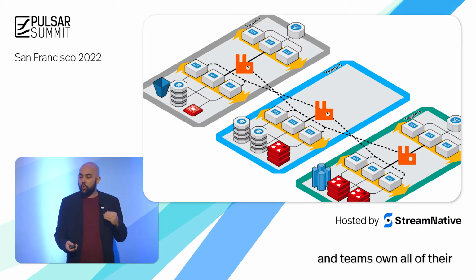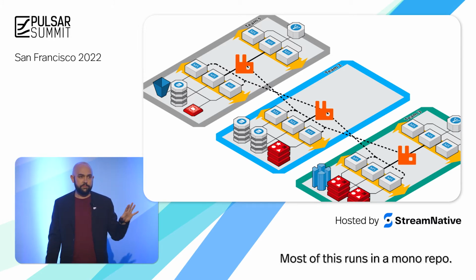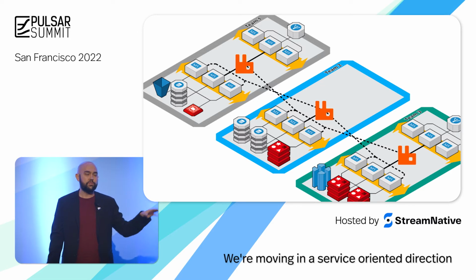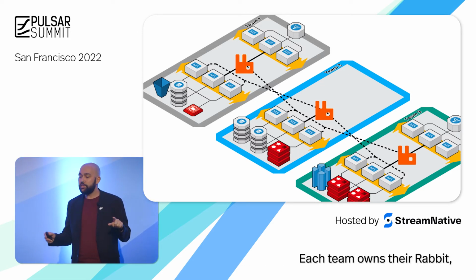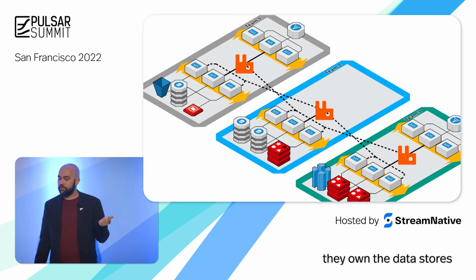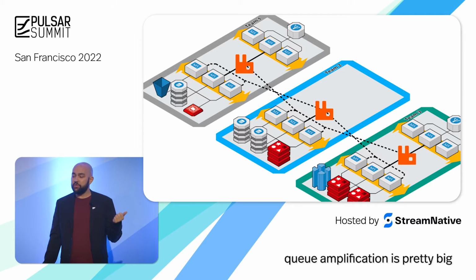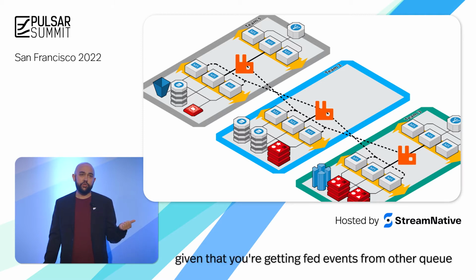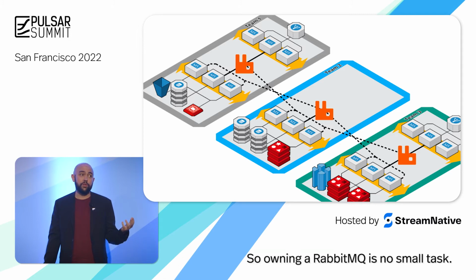And teams own all of their infrastructure, including their RabbitMQ. Most of this runs in a monorepo. We're moving in a service-oriented direction right now. But infrastructure-wise, the ownership is fully distributed. Each team owns their Rabbit. They own the data stores that their Rabbit consumers talk to. And the write publish queue amplification is pretty big, given that you're getting fed events from other queue consumers at Klaviyo. So owning a RabbitMQ is no small task.